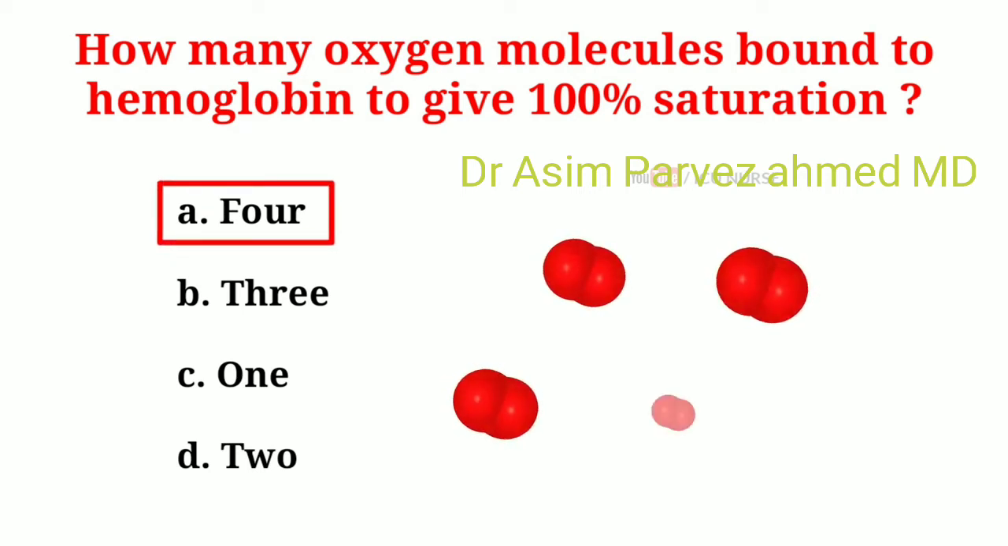When 4 oxygen molecules are bound to hemoglobin, it is 100% saturated. When the oxygen molecules are less than 4, it is partially saturated.